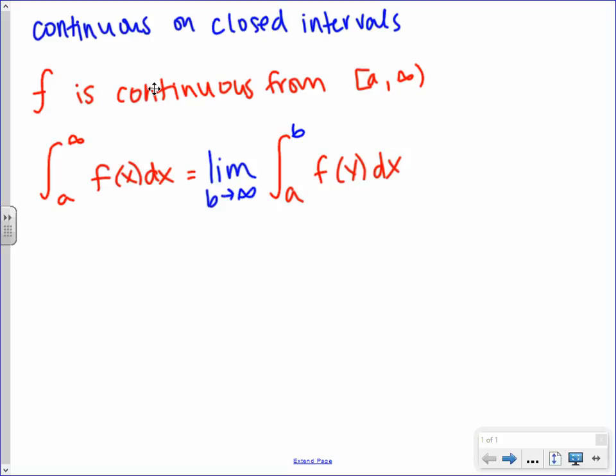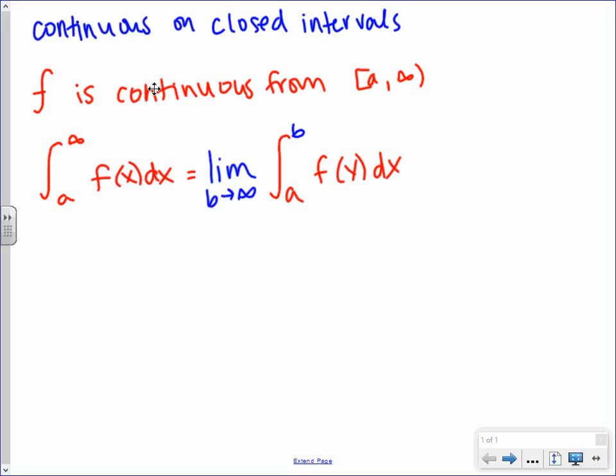Now, do we always get numeric values for our limits? No. Sometimes we get infinity or negative infinity. If we actually get a number from this limit, that is representing the area under the curve, or that's the actual value of the integral. If we get infinity or negative infinity, we're going to say that our integral diverges. It's an infinite area essentially.